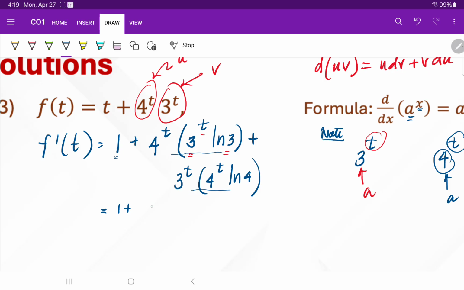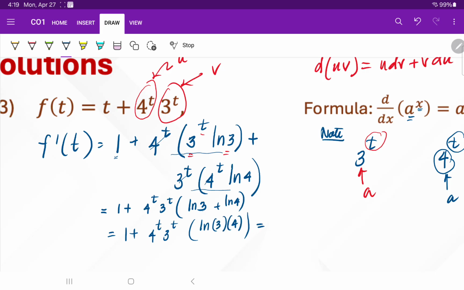Out of this and this one, we have a common factor. And that is what? 4 to the, hold on. It's 4 to the t, 3 to the t. Then this is out already, so what's left is ln of 3. And here, this is already out, plus ln of 4. So we'll have here 1 plus 4 to the t, 3 to the t, times, this actually, you have the sum, so it's actually ln of 3 times 4.